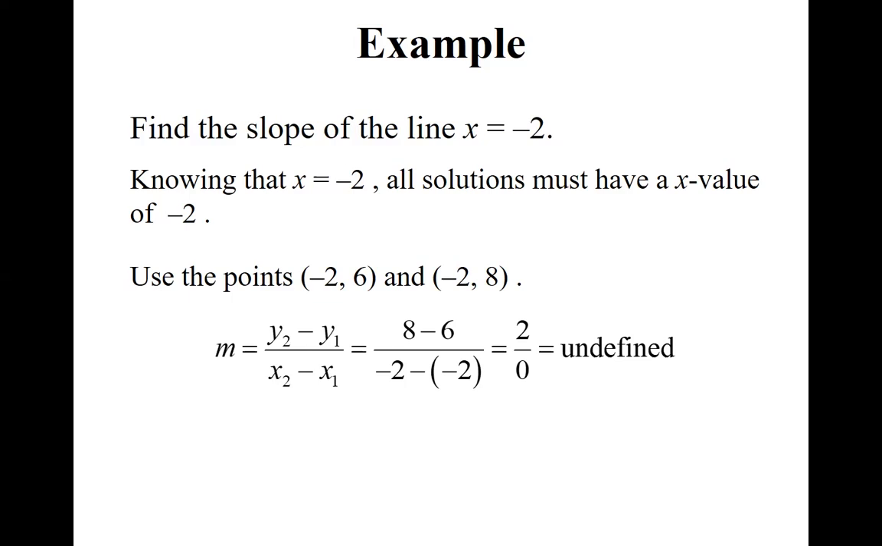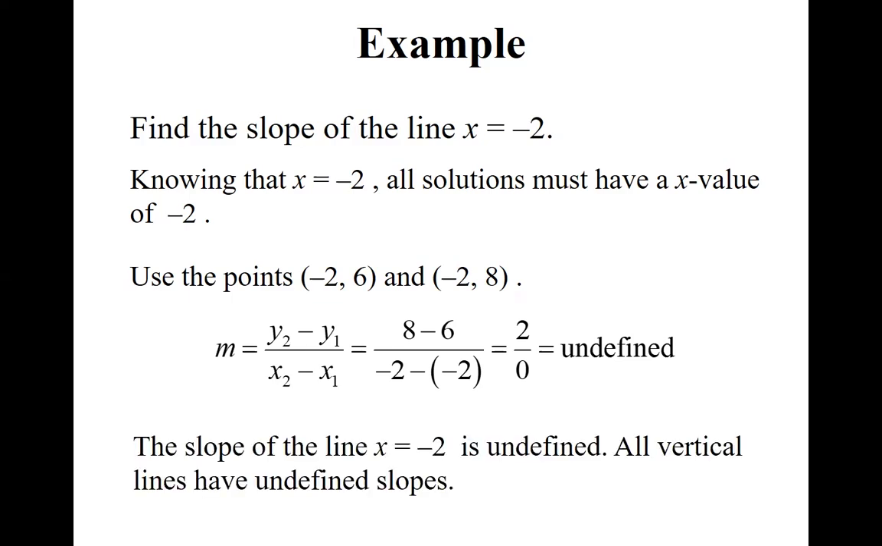The x's are the same. Remember, we said that couldn't happen, because if it does happen, we have 0 on the bottom, and that makes the slope formula undefined. So we say that the line x equals -2, or any line that crosses the x-axis and doesn't have a y-intercept, in other words, any vertical line, has an undefined slope. So up and down, undefined.